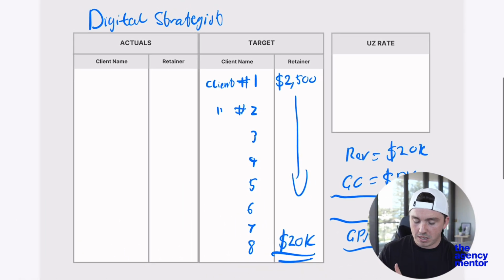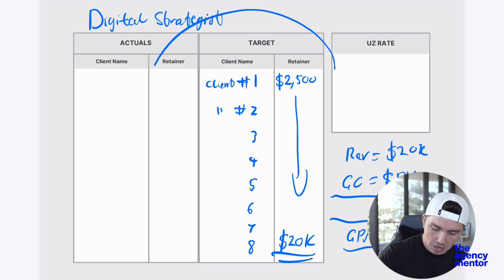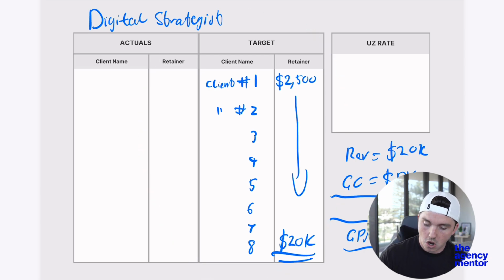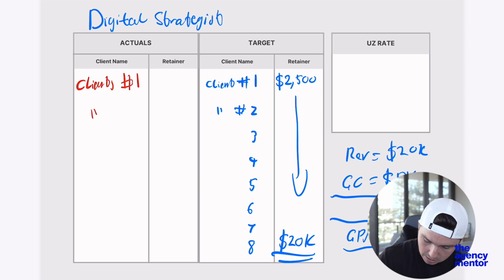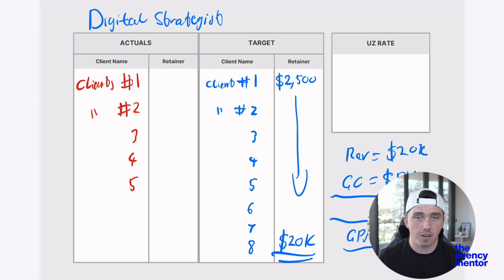So what's on this left side? Well, because we know where our target is, what we actually need to do is go to this left side and say, okay, how many clients is my digital strategist managing, that eventually a digital strategist would want to manage? Let's just say our actuals are client 1, client 2, 3, 4, 5. So we've got 5 clients, not 8.